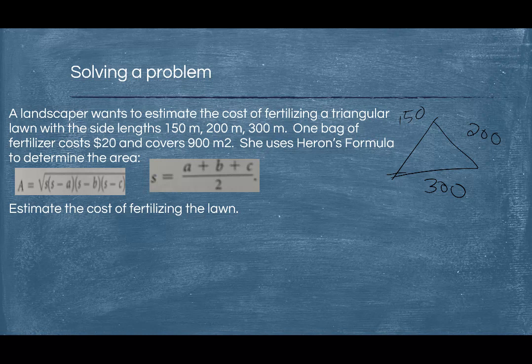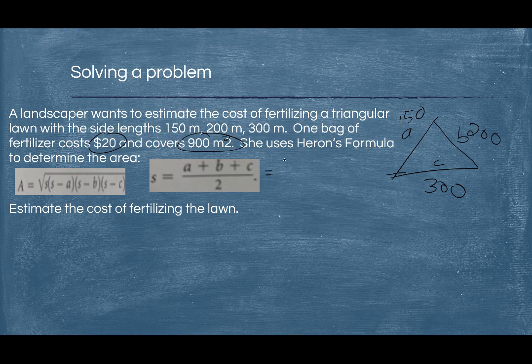So one bag of fertilizer costs $20 and covers 900 meters. That's supposed to be square meters. She uses Heron's formula, which I had to look up, to determine the area. Here's the area formula here. A equals the square root of S times (S minus A) times (S minus B) times (S minus C). These are the side lengths on the triangle, A, B, and C. But what is S? S is this value that can be found by going A plus B plus C over 2. So that's actually the first thing that we're going to do here.